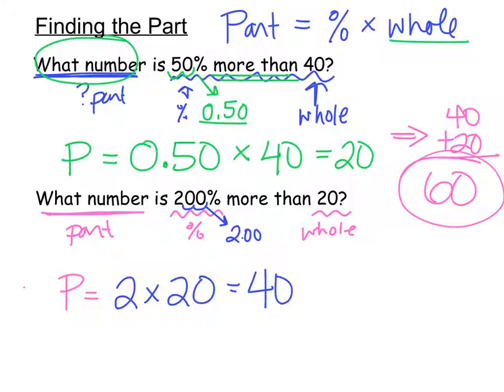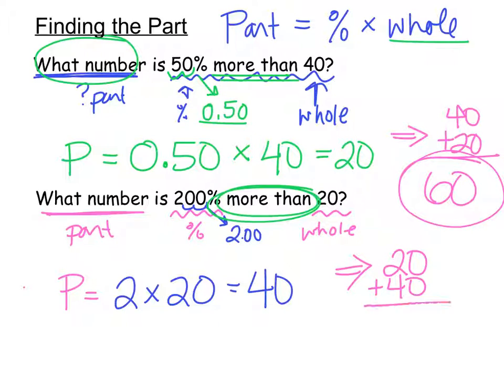But because of these words more than, we have to add. So I'm going to have to add what I started with plus what I found, and we actually get 60 once again. So 60 is 200% more than 20.